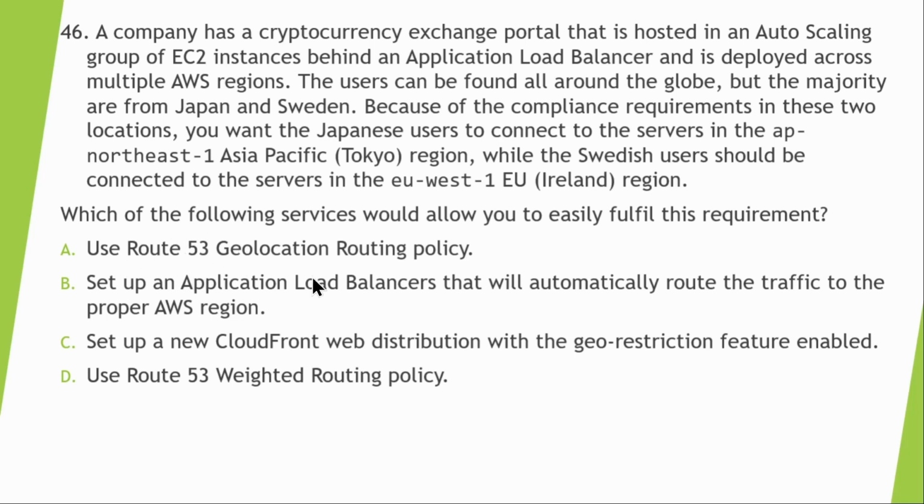We use Route 53 geolocation routing policy. So let's see why B, C and D are not correct. Simple Route 53 weighted routing policy is for when you want to give weightage to the websites, right? Like if you want to give 25% weightage and 75% weightage, you want to break it down into weightage specific. In this question, the requirement is to go location specific, and setting up an application load balancer that will automatically route the traffic to the proper AWS region.